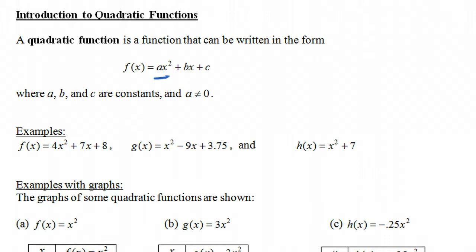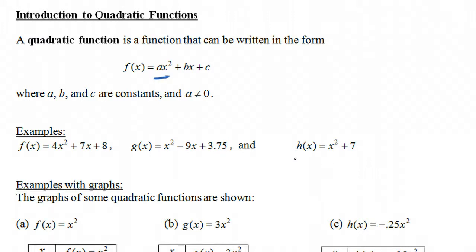Now, as an example, f of x equals 4x squared plus 7x plus 8. That is a quadratic function. There, the a is 4, the b is 7, and the c is 8. Okay, also g of x equals x squared minus 9x plus 3.75 is considered a quadratic function. Now, you might wonder, what about this minus 9 here? There's a plus up here in the formula. Well, we could think of this as really 1x squared plus a negative 9x plus 3.75. Okay, so the a would be 1, the b would be negative 9, and the c would be 3.75. By the way, it's okay to have a decimal.